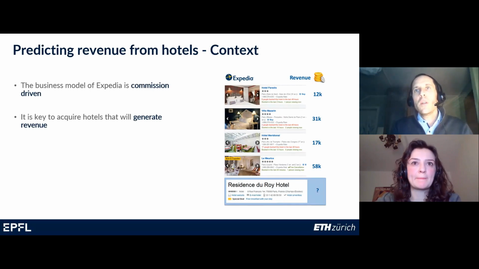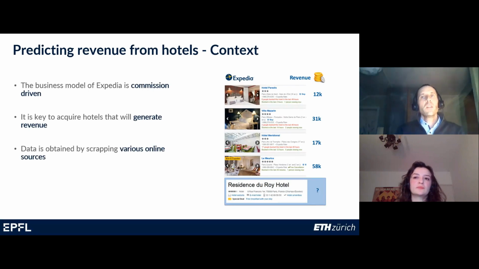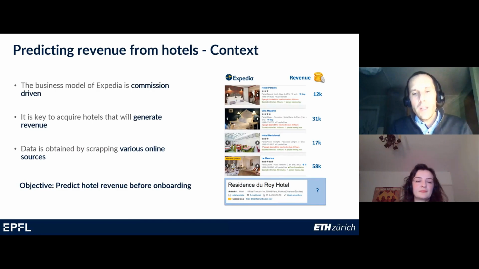And so if you have a new one here, this Résidence du Roi Hotel, then the question is, what will be the value it will generate for Expedia if we were to onboard that hotel? So after a year, how much money you will make with that hotel. So here you can obtain data to try to do this prediction in different ways. It's mainly by using data that you scrape from different online sources. And the main objective here is to really predict the value of the hotel for Expedia before the onboarding of the hotel on the platform.